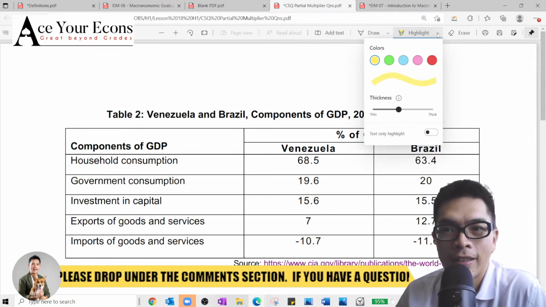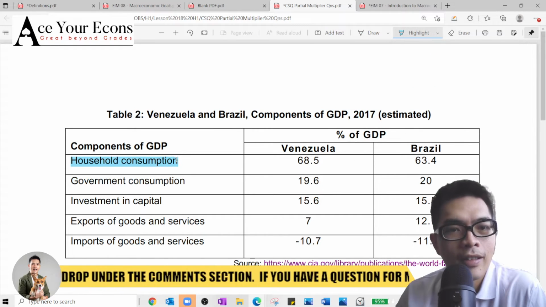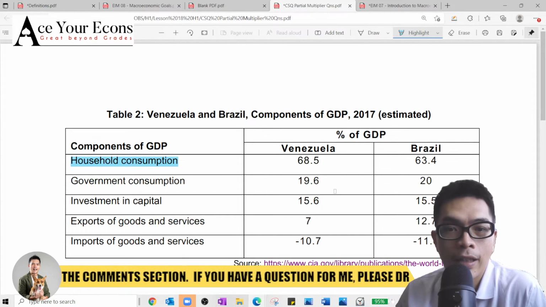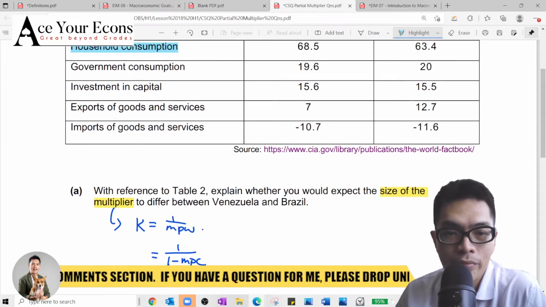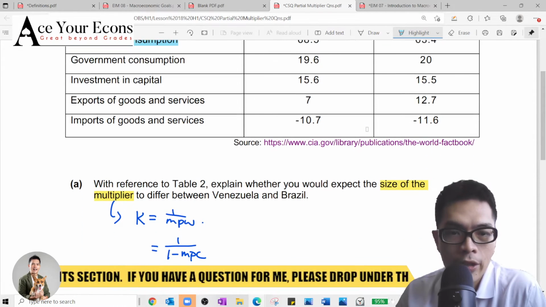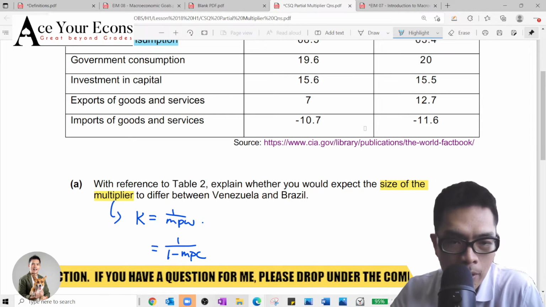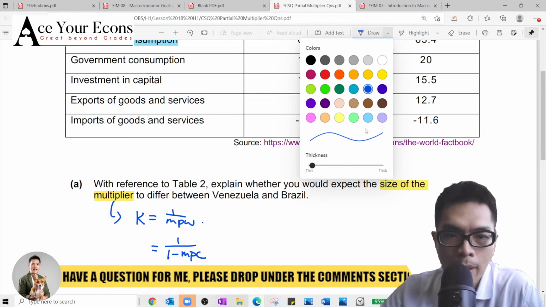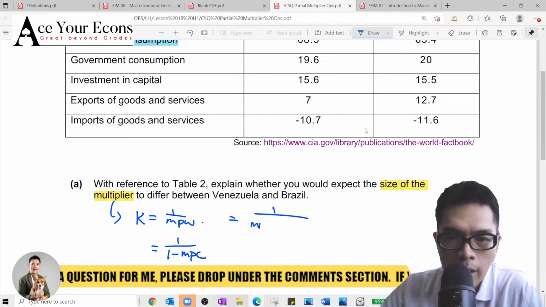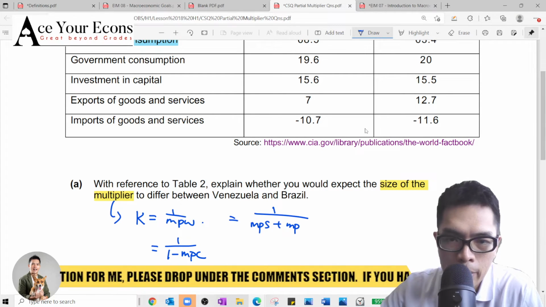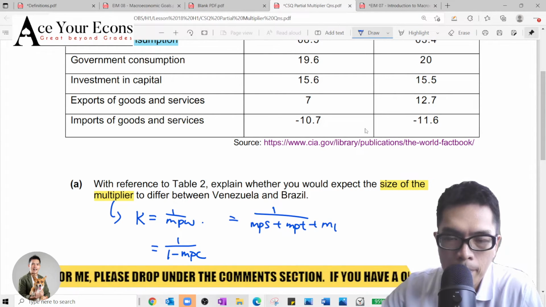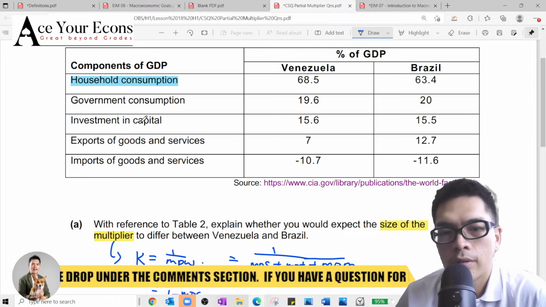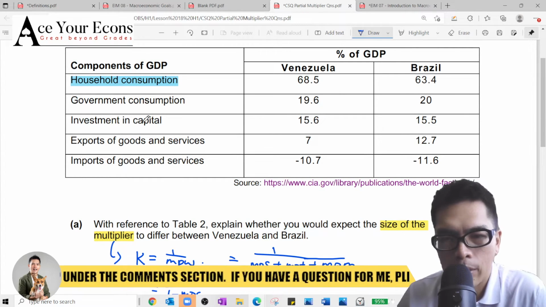So are there any things that suggest MPC? Maybe? Do you see that? Yes? This is indicative of the consumption level, as a percentage of GDP. So we are supposed to infer from all this. On top of that, are there any other things in the extract that we can use? Remember, we have 1 over MPS plus MPT plus MPM, right? So out of the remaining, which one do you think can be used here?